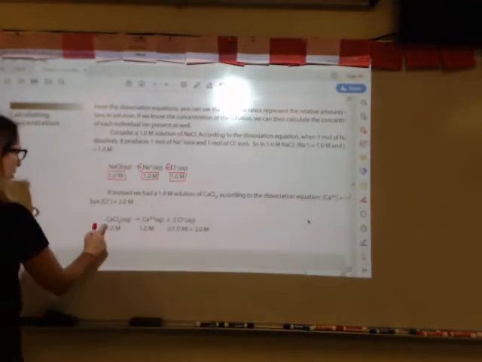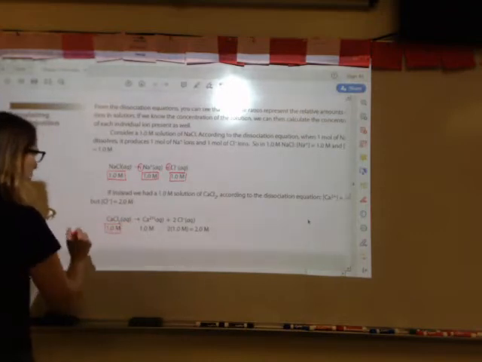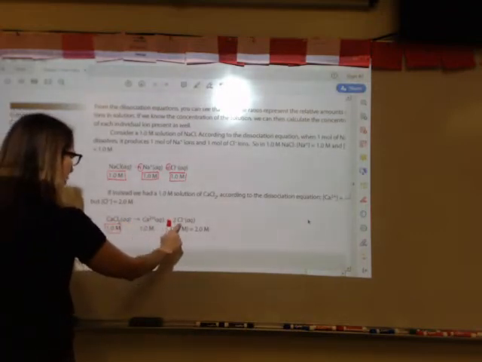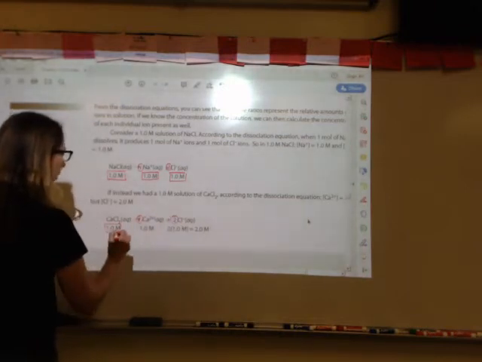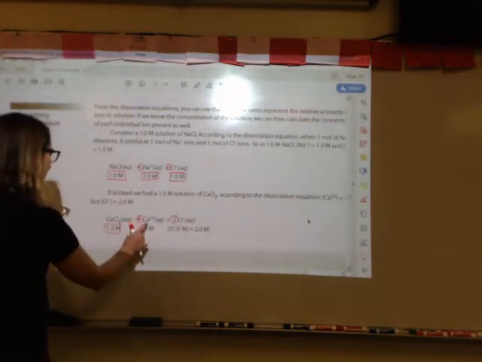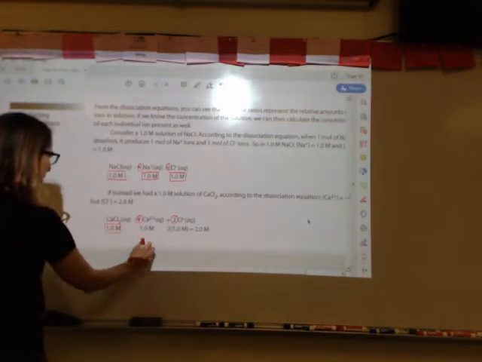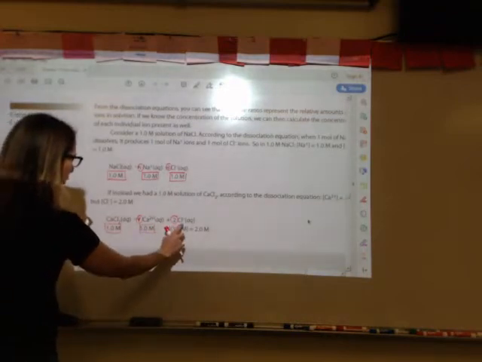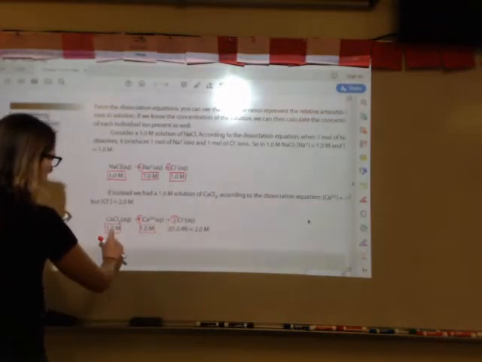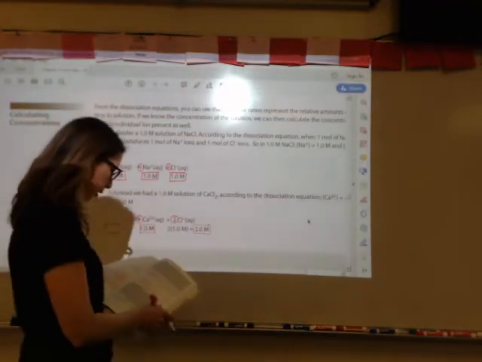Now, what if I had a calcium chloride solution and its original concentration was 1 molar, and then you wrote the dissociation equation? You have 1 calcium ion and 2 chloride ions. So the concentration of calcium ions in solution would be 1 times 1 molar to give you a 1 molar calcium ion concentration. And then the chloride ions would be 2 times 1 molar, which would be a 2 molar concentration for the chloride ions.